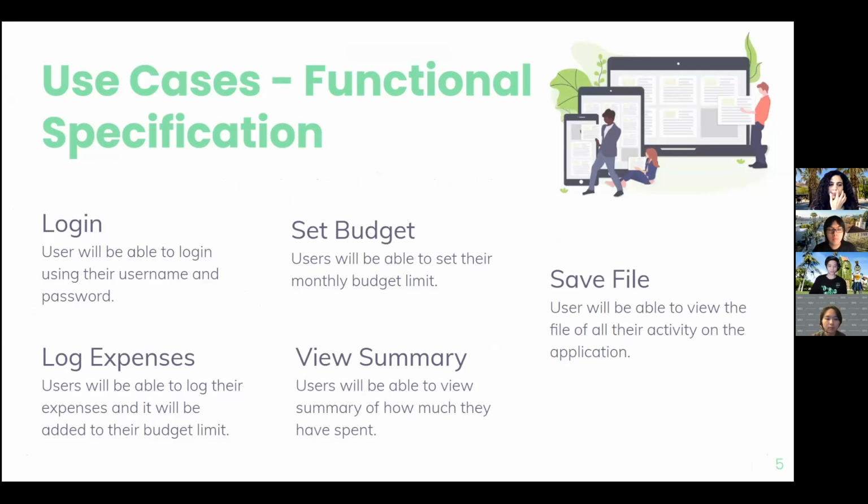So let's go over the details and functionality of our software. We will break it into 5 parts and go over each one. First, users can log in using username and password. Second, users will input and set a limit, which we call set budget, for their spending. Third, users will be able to log the expenses after each purchase. Fourth, users will be able to see the summary of their spending. And lastly, they can view the file of all of their activity on the application.